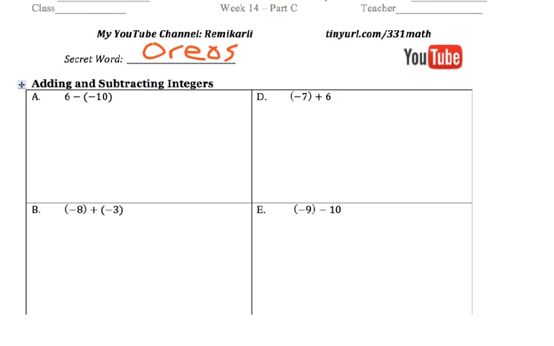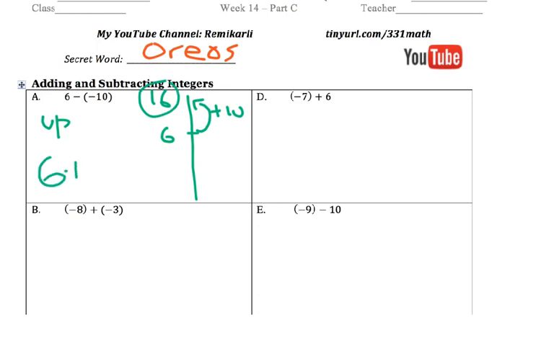So A said 6 minus negative 10. When I see that minus a negative, I immediately think of the house model, and I think, oh, we're getting rid of weights, and getting rid of weights means that this is going up. So for this one, you should have started at positive 6 and just gone up 10, which will give you 16. And that's the same as saying we started at 6 and went up 10, or 6 plus 10.